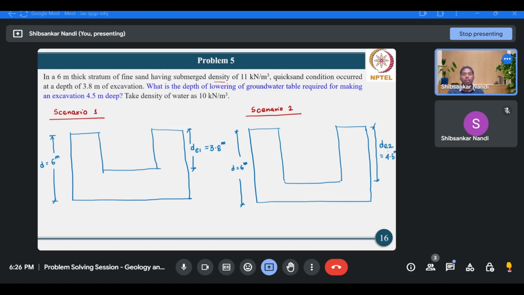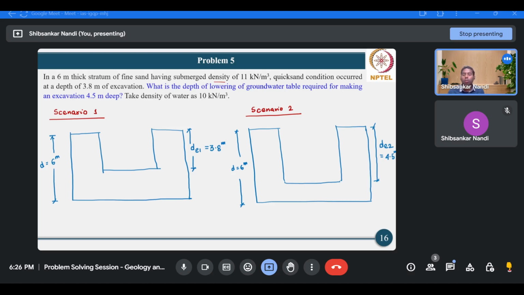But we can carry on the excavation up to a depth of 4.5 meter. So for making an excavation up to 4.5 meter depth, what should be the depth of lowering of the groundwater table? Locating the groundwater table is quite obvious, as we can understand from this problem statement, it's very essential to answer this question.